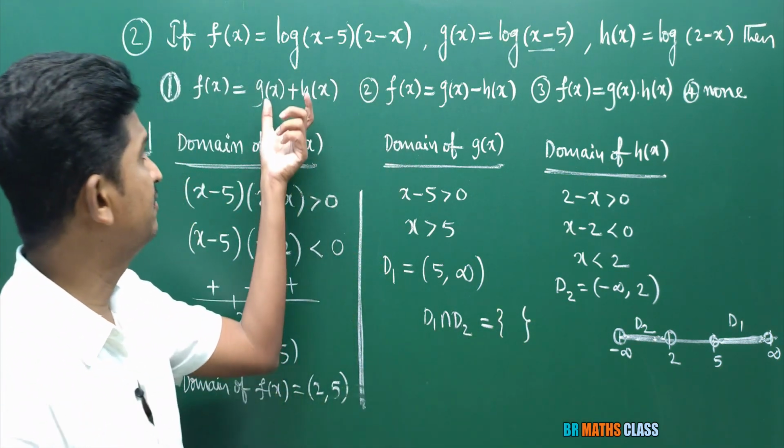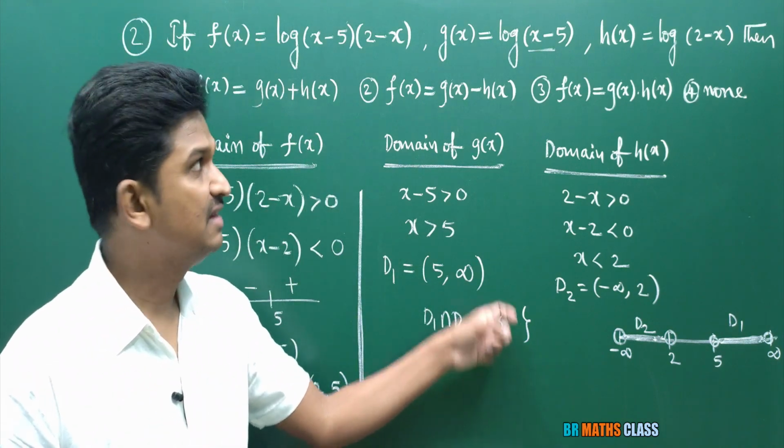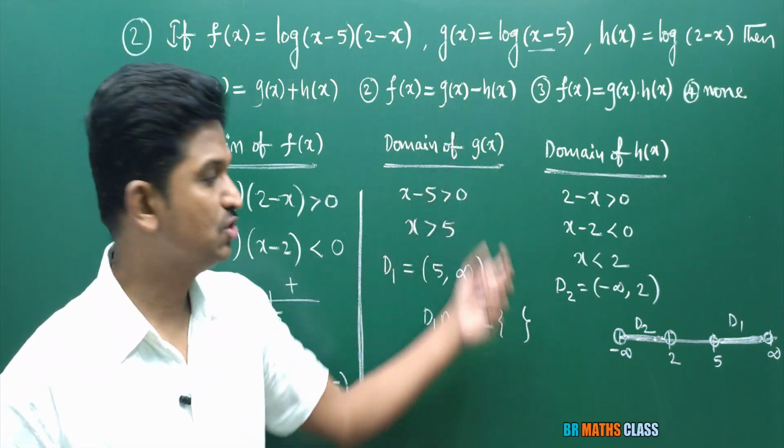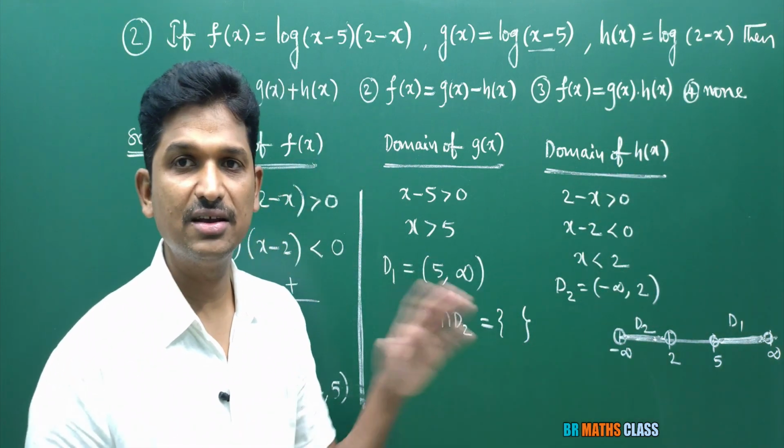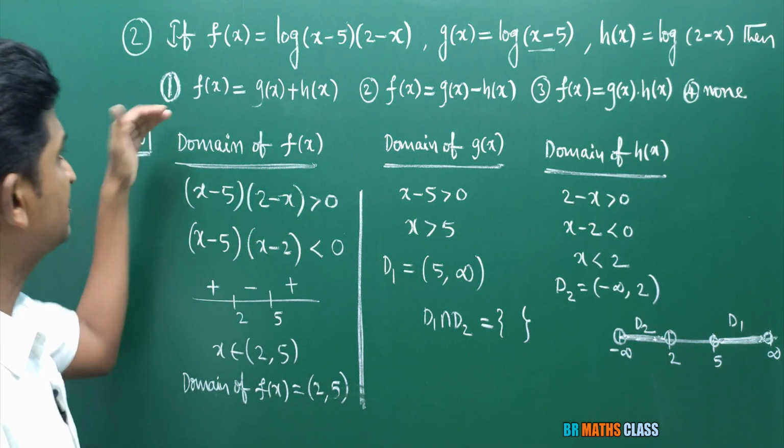So what is the domain of g of x plus h of x? Null set. What is the domain of g of x minus h of x? Null set. What is the domain of g of x into h of x? Null set. Okay, now I will come to the first option.